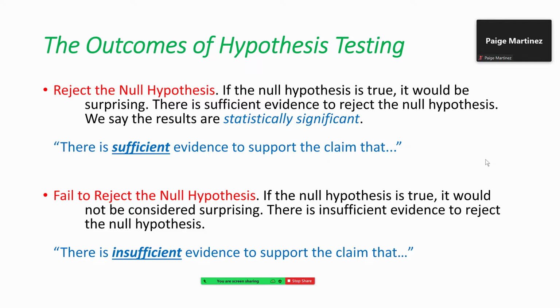Failing to reject the null hypothesis, if it's true, it's not surprising. So if you drew 3 red cards and 3 black cards, it wouldn't be any surprise, because half the deck is red and half the deck is black. And the way we say it, and we'll do examples of this with every problem we do, is there's either sufficient evidence to support the claim or there is insufficient evidence to support the claim. There are variations on this wording, but if you follow this pattern, it's pretty easy to follow.